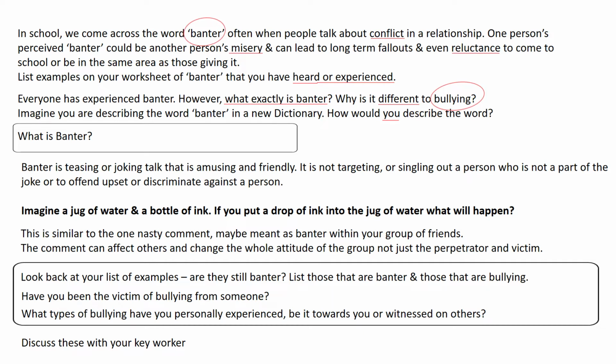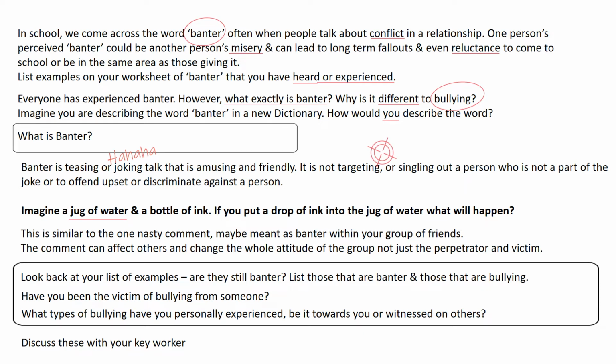The dictionary describes banter as teasing or joking talk that is amusing and friendly. It is not targeting or singling out a person who is not part of the joke, or to offend, upset, or discriminate against a person.